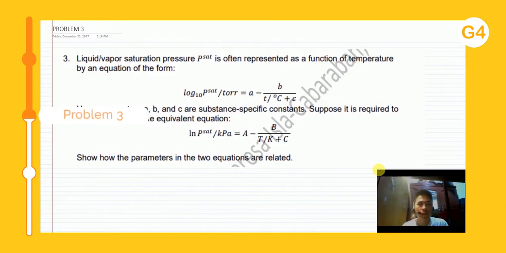Hi there, this is problem number 3. Liquid vapor saturation pressure is often shown in these forms. What is asked is to show how the parameters in the two equations are related. So we start with this form.